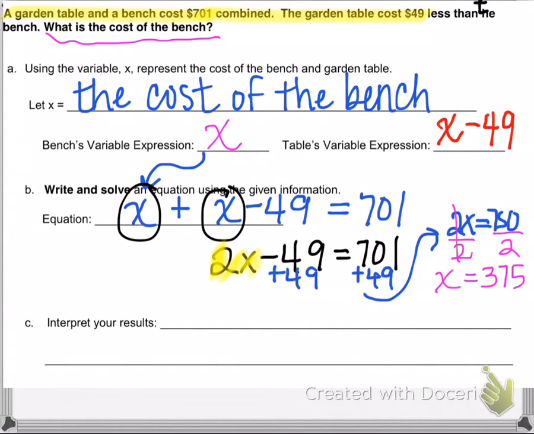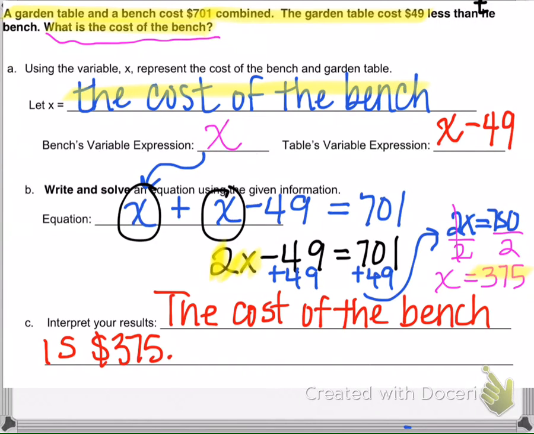So we wrote our let statement, so we know that X is the cost of the bench. It only asked what the cost of the bench was, so if we interpret our results, we would say that the cost of the bench is $375.